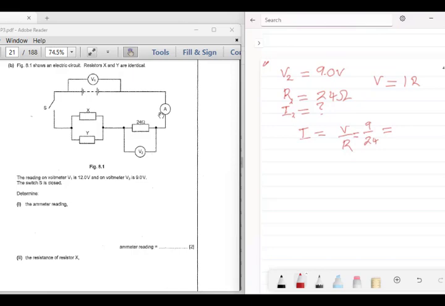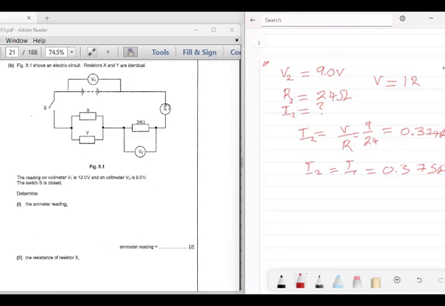Let's quickly do that and see what we get. 9 divided by 24, we get 0.375 amps. That is I2, and I2 is equivalent to the I total, which is the current read by the ammeter. So it is 0.375 amps, right? And that's it. Now we have the total current.